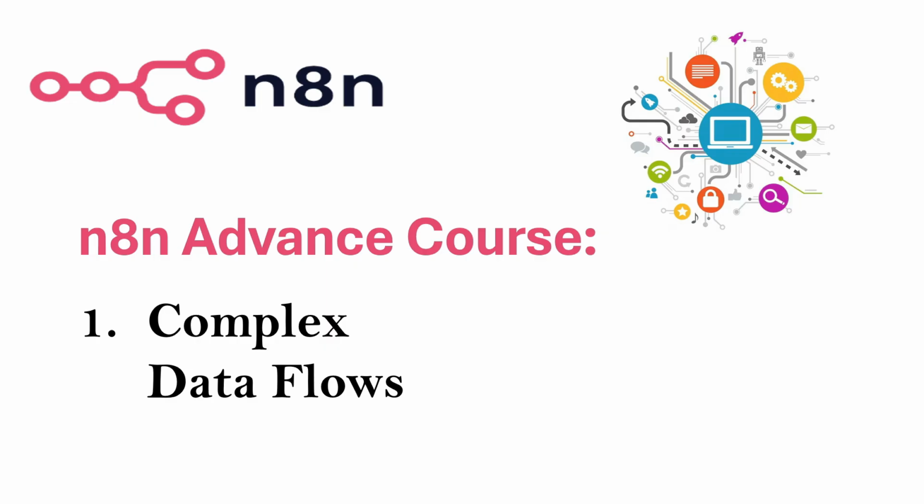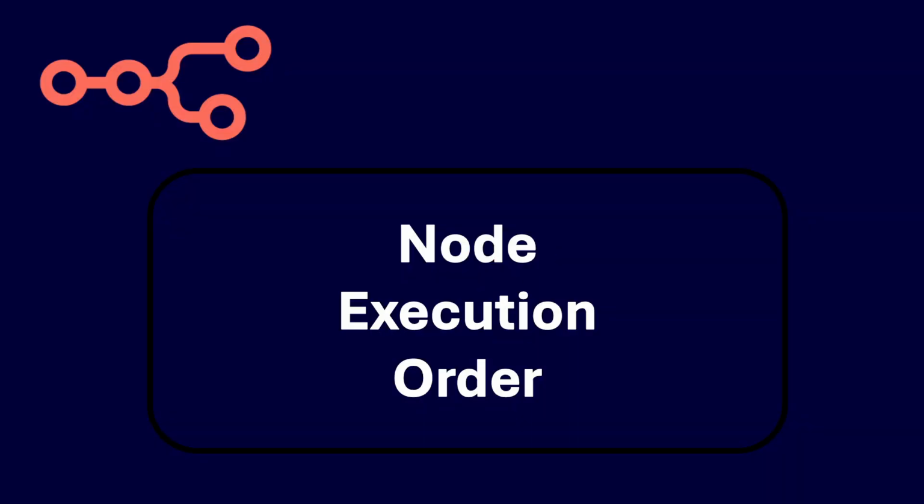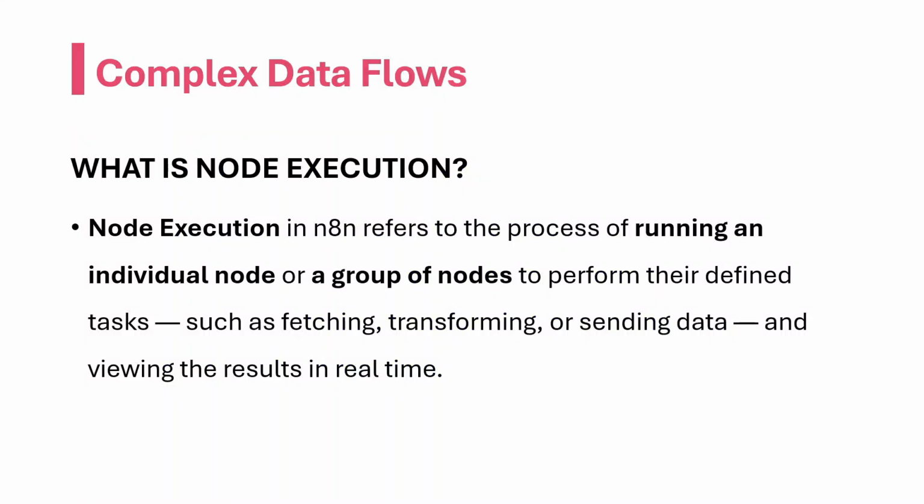First of all, we are going to start with the concept of node execution order. In n8n, every node performs a small part of our automation. For example, one node might fetch data from Google Sheets, another might filter it, and another might send it to Slack. When we execute a node, we are basically telling n8n, run this node now and show me what it does. This helps us test individual parts of the workflow instead of running everything at once. It's like checking each piece of the puzzle before putting it all together.